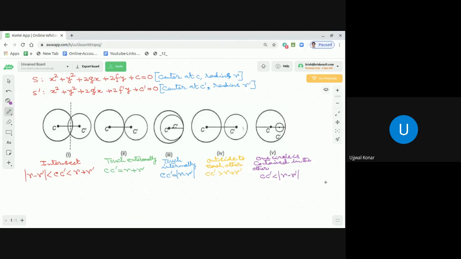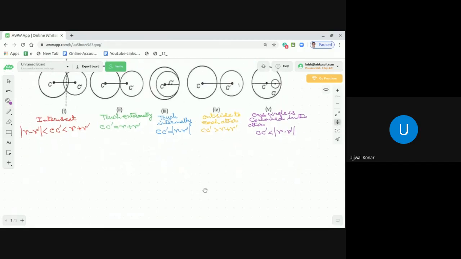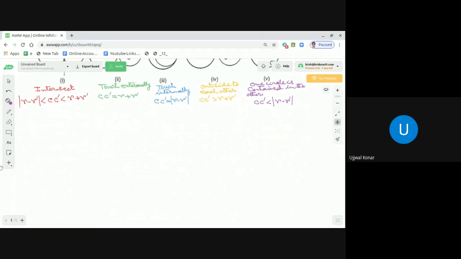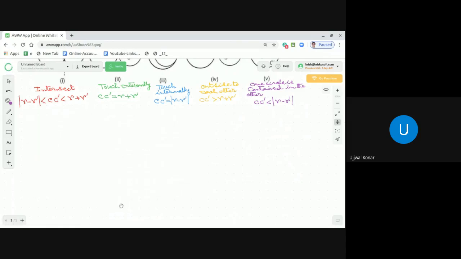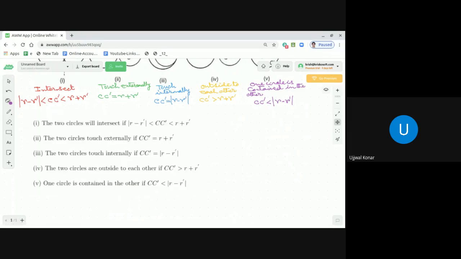So now what I'm going to do is just write this in tabular form so that you can memorize it well, and then we'll solve one representative problem. So what we understood is that two circles will intersect each other. Let me write this down step by step. The two circles will intersect if mod of r minus r dash is less than c dash, which is less than r plus r dash. Two circles touch externally if c dash is equal to r plus r dash.